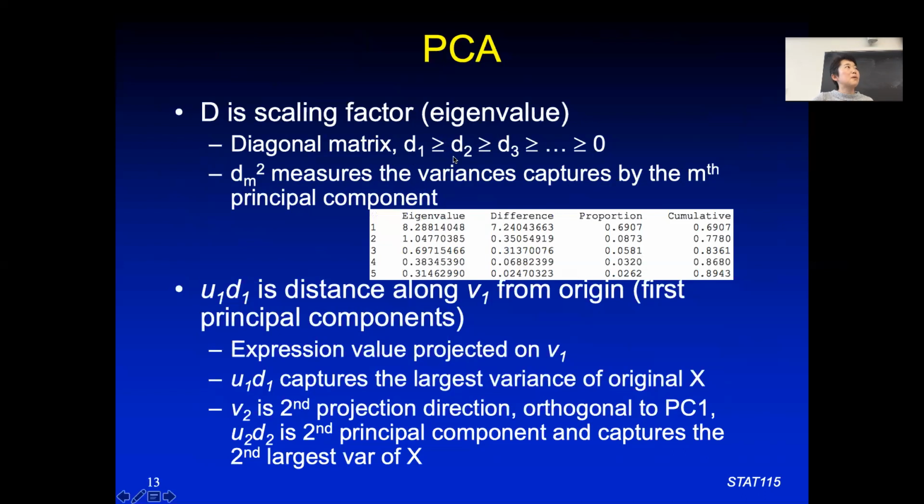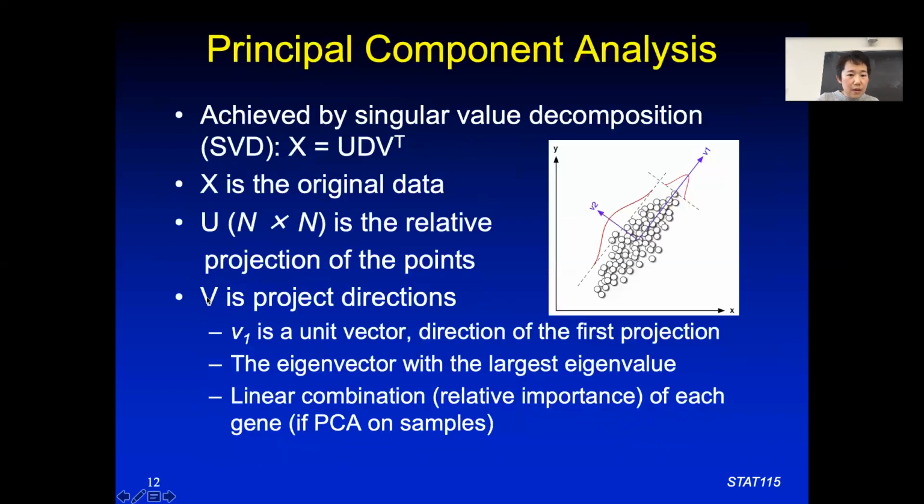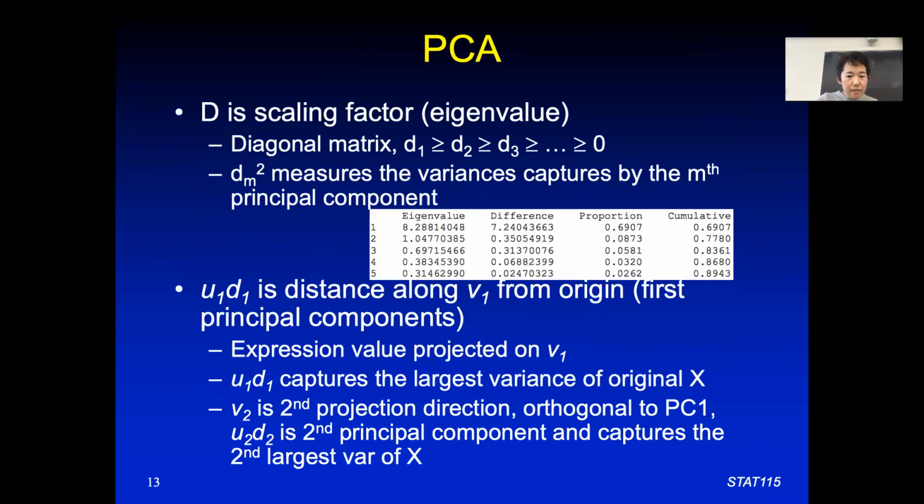The second principal component captured the second largest variation. The third will capture the third largest variance, and so on. Okay, and so you can imagine, sorry, it should be, yeah, so U1 D1 is the distance along the V direction from the original. This is the actual, how much the original thing is projected using this directionality. Yeah, so it is the expression value projected onto V1.